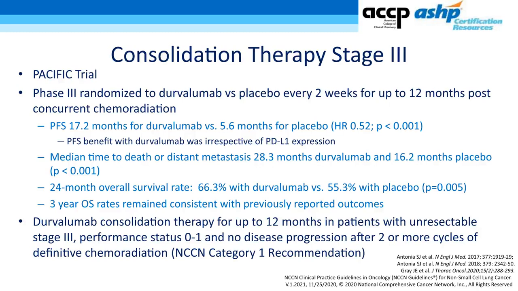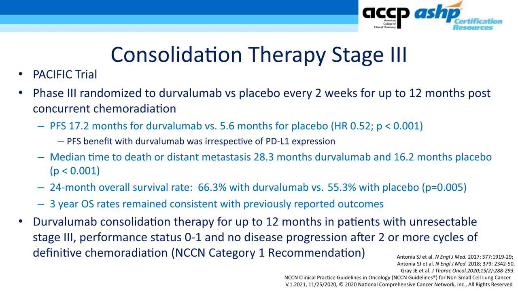The median time to death or distant metastases was 28.3 months with our durvalumab arm compared to 16.2 months with placebo. Further, 24-month overall survival rates were reported in the very early publication at 66.3% with durvalumab compared to 55.3% with placebo. And 3 years later, our overall survival rates remained consistent as previously reported in these outcomes.